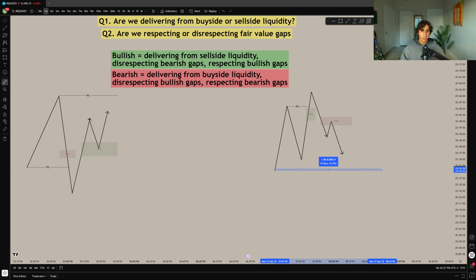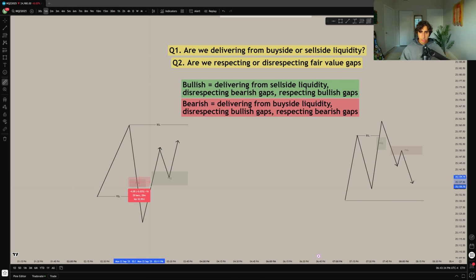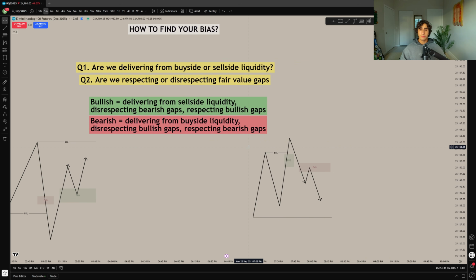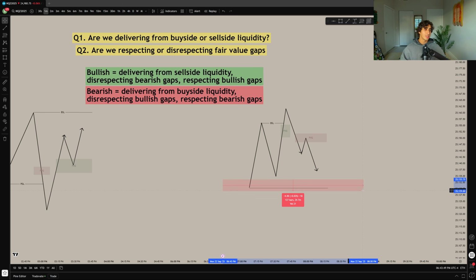So this is a bearish bias, right? These are the questions you have to be asking yourself. Again, if I'm going to be bullish, we're going to be delivering from sell side, disrespecting bearish gaps, and then respecting bullish gaps. That means the draw on liquidity and price is most likely going to go higher. And if we're going to be bearish, we're going to be delivering from buy side liquidity, disrespecting bullish gaps, and then respecting bearish gaps. It means that the draw on liquidity is most likely lower.